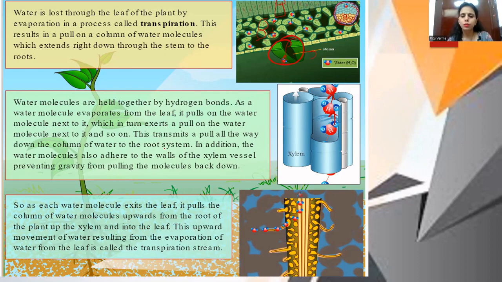And because of these two forces, cohesion and adhesion, and because of the suction force which is created in the leaf by the process of transpiration, and due to the low water potential, the water is pulled upward. This is known as transpiration pull, and this upward movement of water is known as transpiration stream. This continuous upward movement of water from roots of the plant to the leaves through stem and branches is known as transpiration stream or ascent of sap.